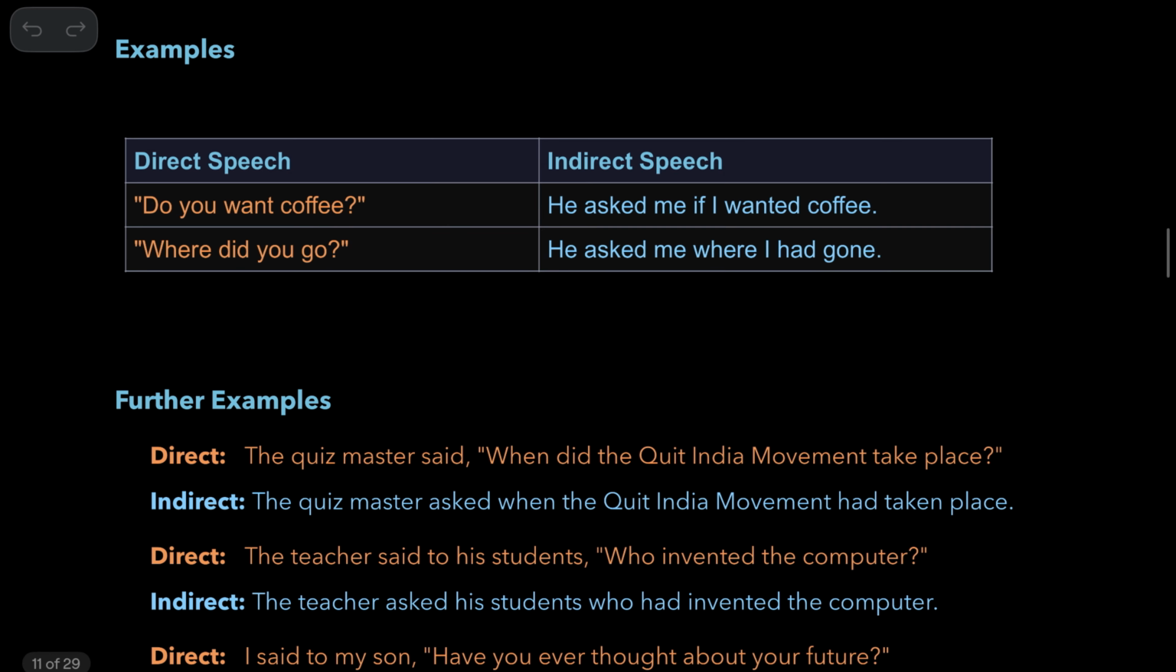Now, some examples. Do you want coffee? He asked me if I wanted coffee. Where did you go? He asked me where I had gone, because did and go is equal to went, and went changes to had gone.